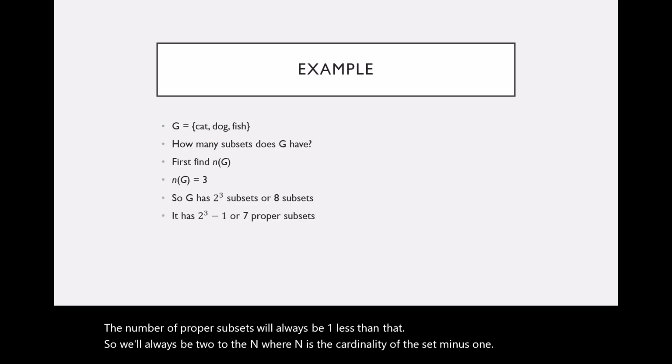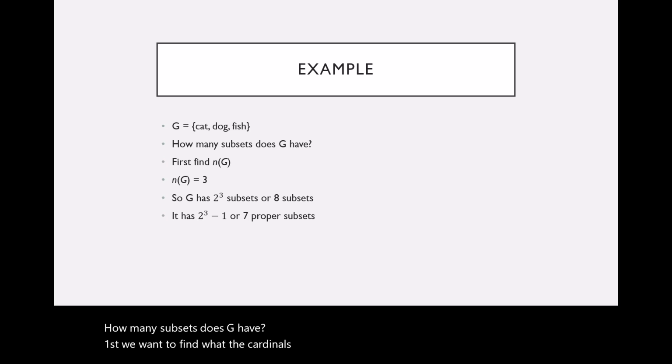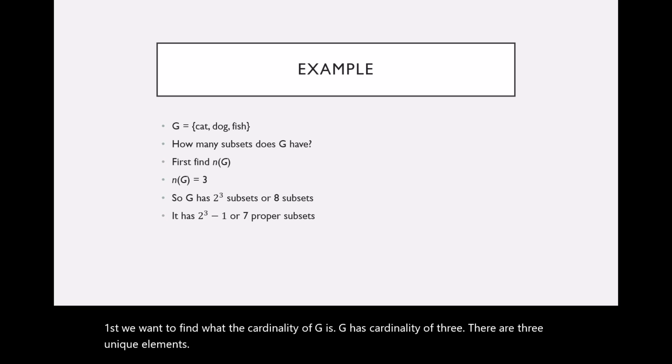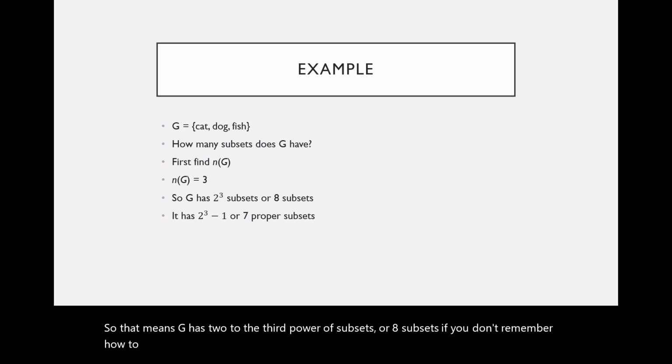For example, let's say that we have set G, which consists of 3 elements: cat, dog, and fish. How many subsets does G have? First, we want to find what the cardinality of G is. G has cardinality of 3. There are 3 unique elements. So that means G has 2 to the 3rd power of subsets, or 8 subsets. If you don't remember how to find exponents, not an issue.